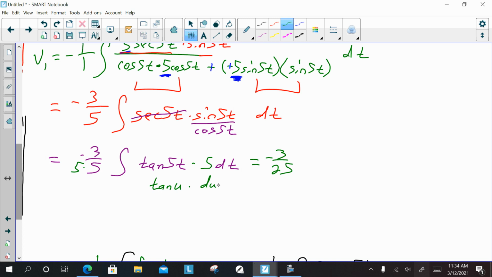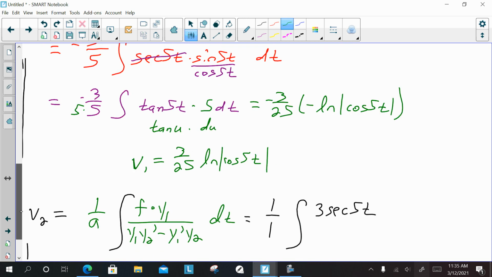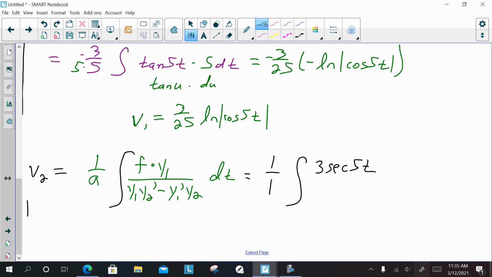Of course, that may not be a formula that you carry around off the top of your head, but remember that the integral of tangent is negative natural log absolute value of cosine u, where u in this case is 5t. So that means V1 is negative times negative, that makes a positive 3 over 25 natural log cosine of 5t. So that's V1. Now let's get V2.